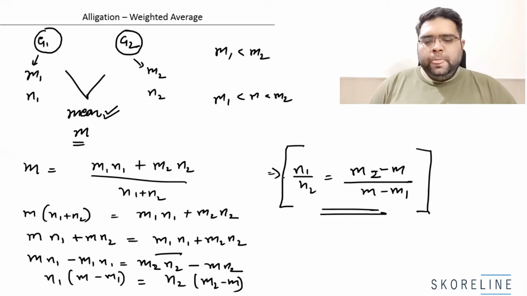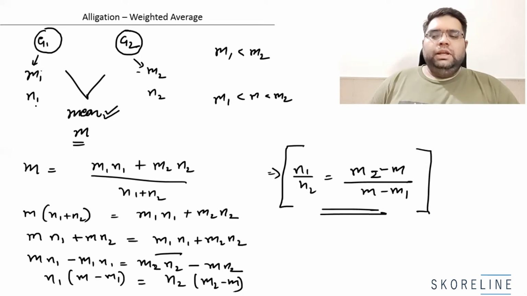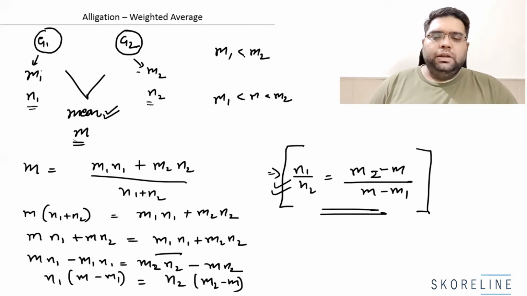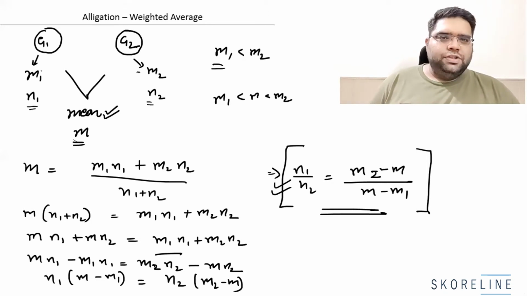You understand this? If there are two groups with different means m1 and m2, then in what ratio should these groups be mixed together such that their common mean, their weighted mean, is m? If you need to calculate this, n1 by n2 is m2 minus m, the larger mean minus the average mean that we need to get, upon the average mean minus the smaller mean of the group, right? This is what is allegation, correct?